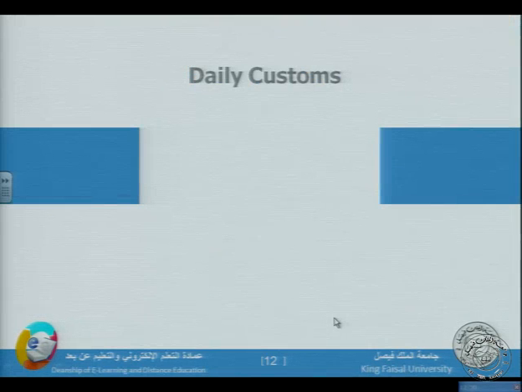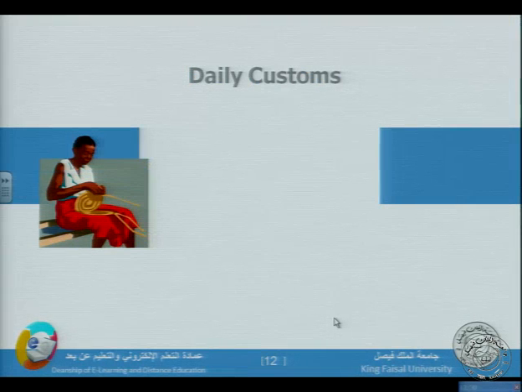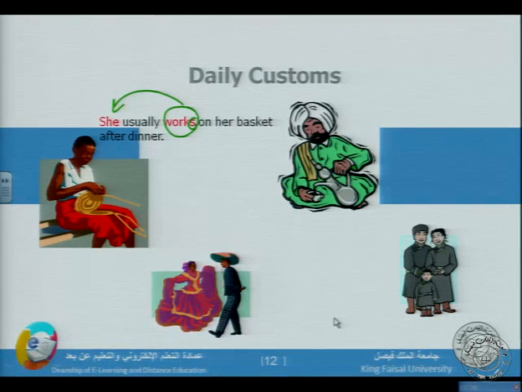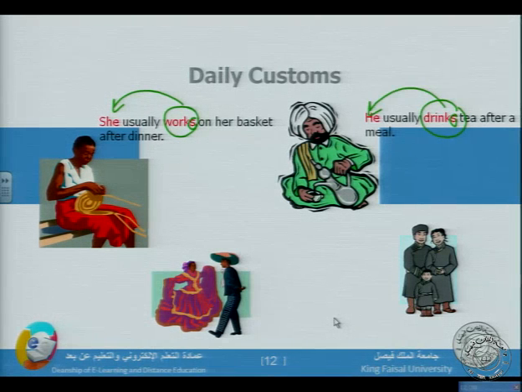Also use the simple present with daily customs. العادات اليومية. Like, see this woman for example, she usually works in her basket after dinner. لاحظوا وين الفعل works. Simple present. لاحظوا أضفنا الأس لأنه الفاعل مفرد she. He usually drinks tea after a meal. Drinks أضفنا الأس لأنه هو. هذه عادات يومية. هو يشرب دائما الشاي بعد وجبات الطعام.